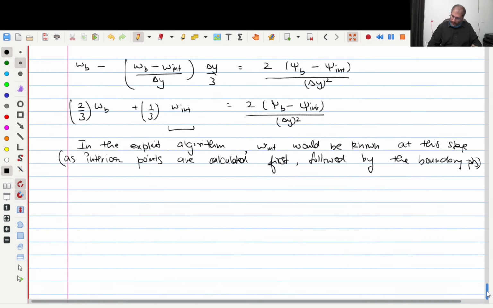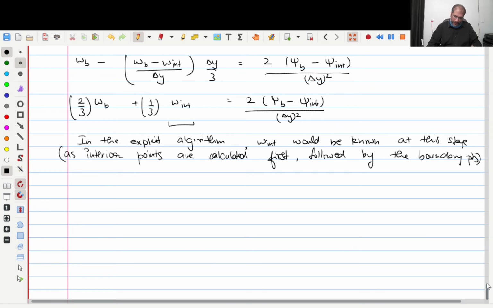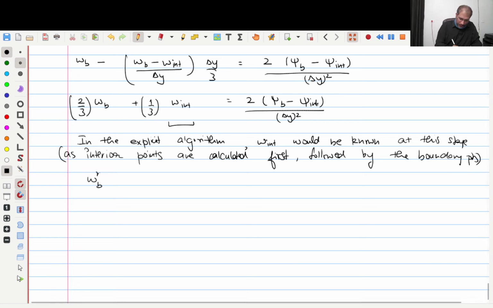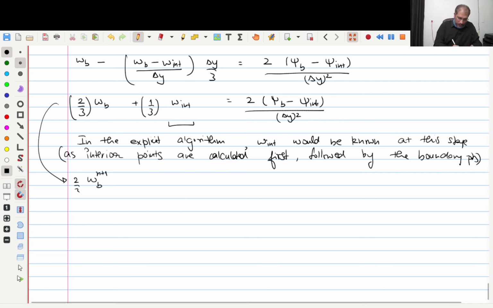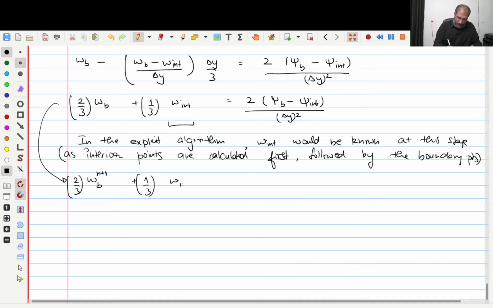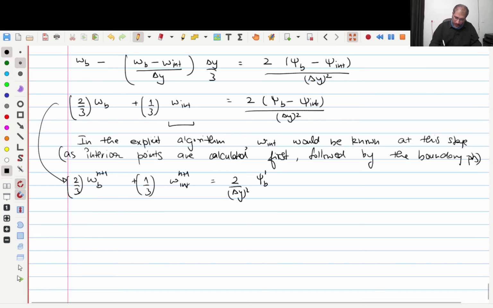Okay. Now the other thing is, one of you had asked me in the class very rightly that we are writing omega in terms of psi. So if we now give the time superscript, we are trying to calculate omega b at the n plus 1th time. In the explicit algorithm we are doing a time stepping, so we want to calculate the omega boundary points at the n plus 1th time, and this is written, let's use it for the same case. So we have 2/3 of this plus a 1/3. This is written in terms of the psi values, but at what time? Well, at the same time, because omega is written in terms of psi for the same time. So this becomes omega b at n plus 1 minus psi b at n plus 1 minus psi interior at n plus 1.